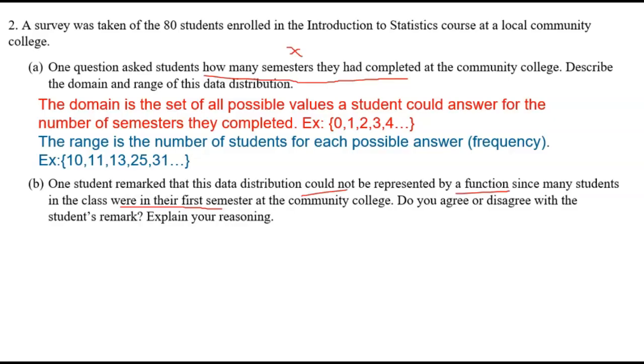And then part B was whether you agreed or disagreed with the student that said this cannot be represented by a function because many students in the class were in their first semester. So I already proved that wrong by showing you something here. What was it? The pineapple. Because he's saying this can't be a function because there's people that haven't completed the semester. It's their first one. So do you agree with him or do you disagree?